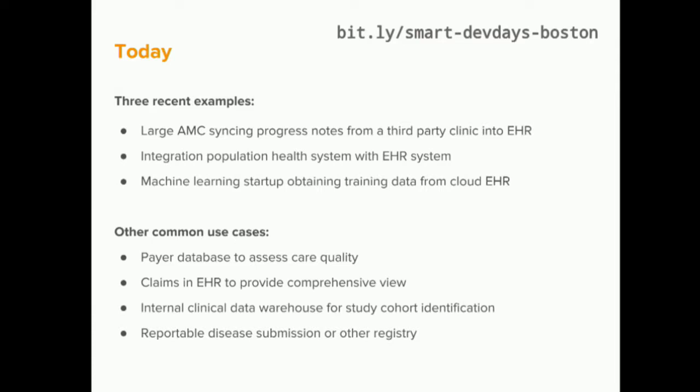And then the last example was actually a machine learning startup that was working with a provider group. The provider group had a cloud EHR that supported FHIR, so they were able to pull down FHIR data. But this machine learning startup wanted to update their model with the patient population for this provider group. So they wanted to pull all the information about all the patients that were in this cloud EHR. And so to do so, they used the FHIR API, but they had to do hundreds of thousands of FHIR requests to pull all the data.